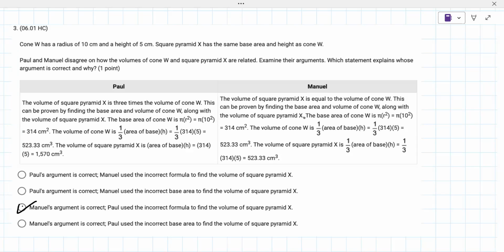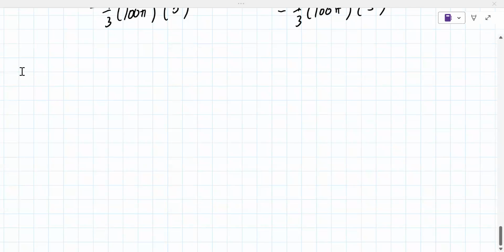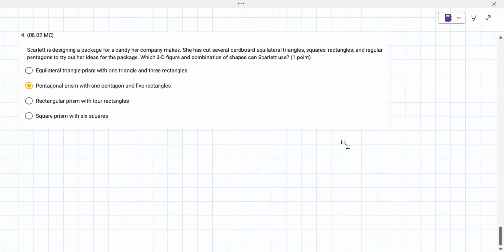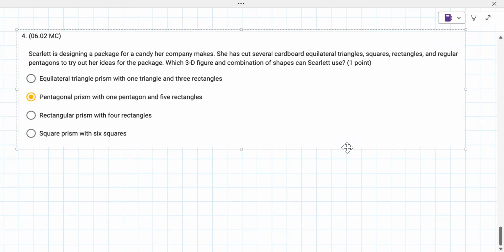Let me put the next one in the chat. All right, Scarlett's designing a package for candy her company makes. She has cut several cardboard equilateral triangles, squares, rectangles, and regular pentagons to try out ideas for the package. Which 3D figure and combination of shapes can she use?